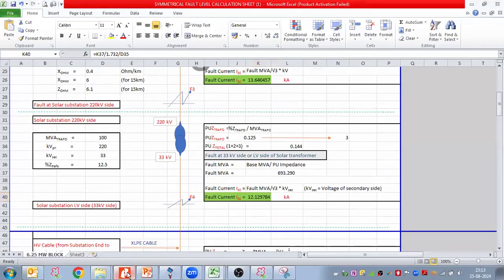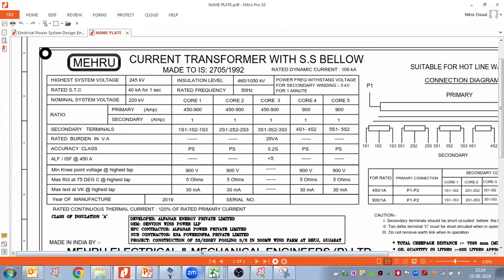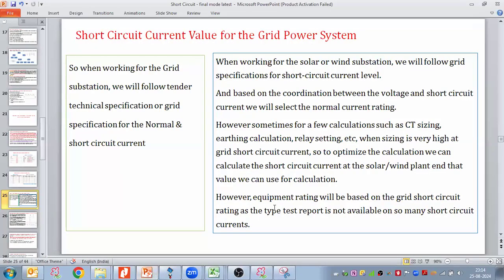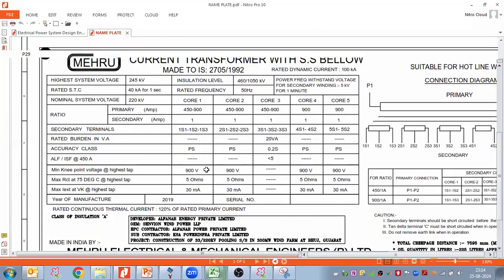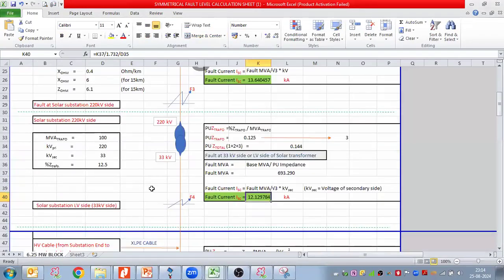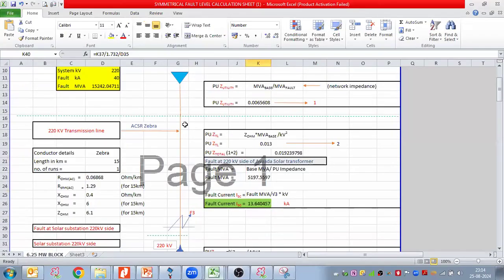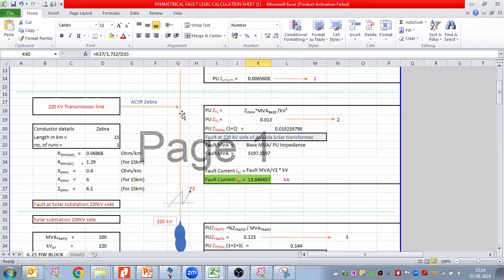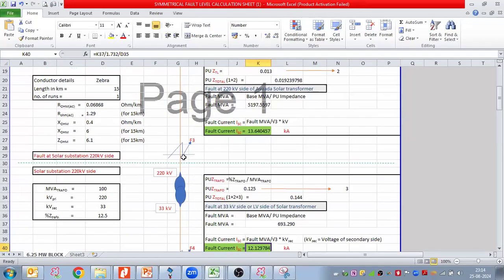So when it comes to the knee point voltage, the relay coordinations, the earthing calculations, sometimes first you go with the full fault current, but if you see that the knee point voltage is coming very high, or in the earthing calculations the conductor sizing is coming very high, then recalculate and calculate the short circuit current at the plant end, because at the plant mostly the short circuit current is injected by the grid, but the grid is connected with a transmission line. So the transmission line is going to reduce this fault current at the plant end.